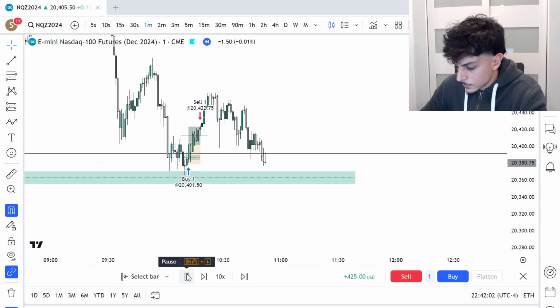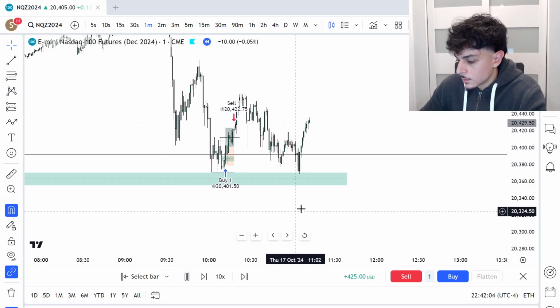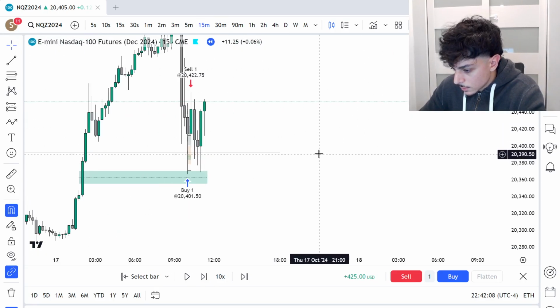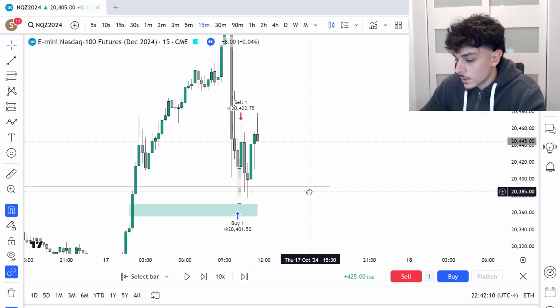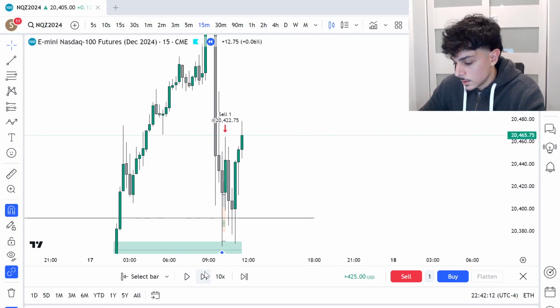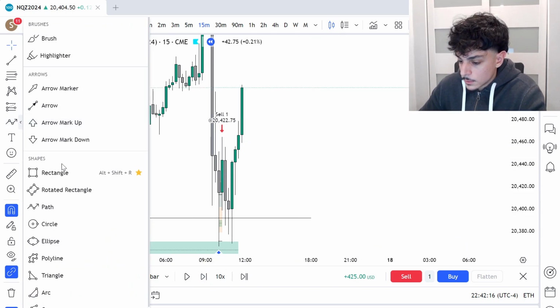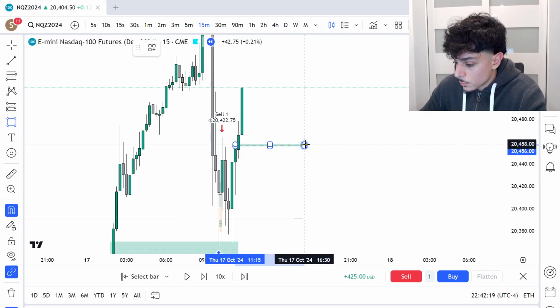Then I'm going to go over that action. What I like looking at in the day is the fair value gaps on the 15-minute chart. These are my POIs that I like to look at, inversions, and look at the reactions from them.